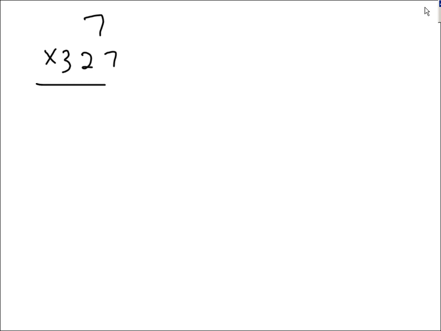427. Well, 7 times 7 is 49. There's nothing else to multiply the 7 by, so I can just write the 49. We indent 1, and now we deal with the 2. 2 times 7 is 14. Same argument. There's nothing else to multiply the 2 by. There's no other digit here, so I can just write down the whole entire 14.